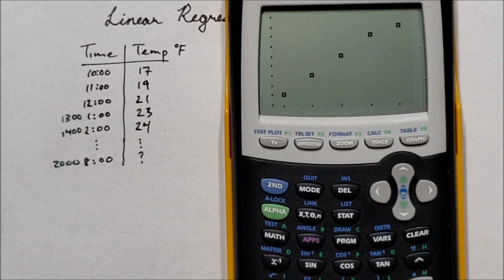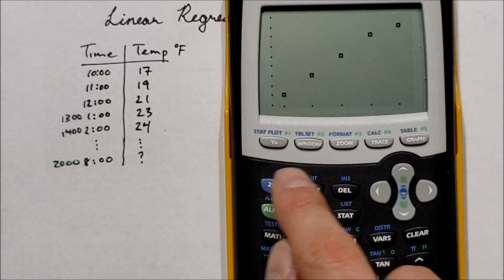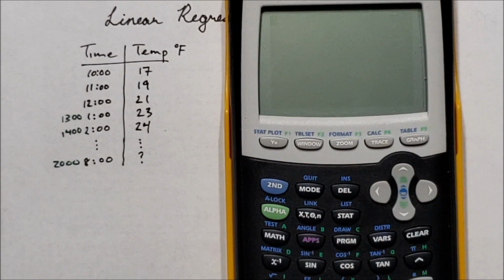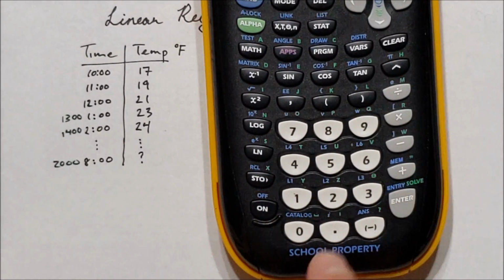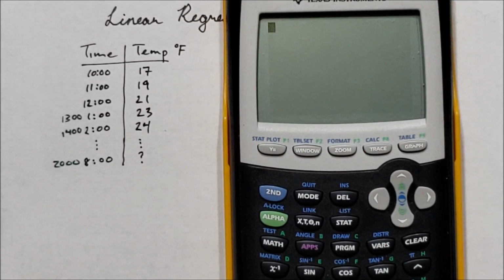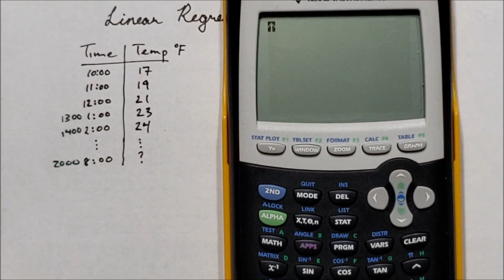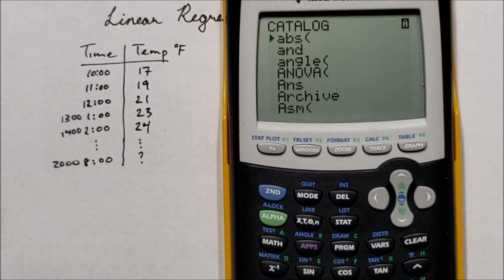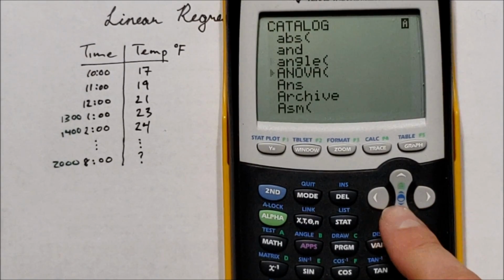Now, that's well and good. Let's look to see what the line of best fit might be. Let's go back to our main screen. We're going to use the catalog button, which is second 0. Right here, it's catalog in blue. So second 0 is the catalog, and we can scroll up and down.